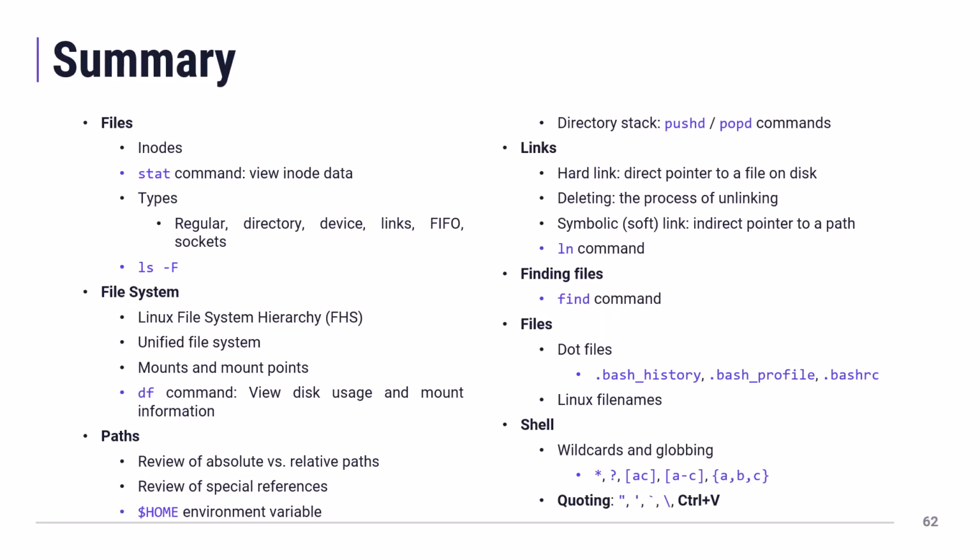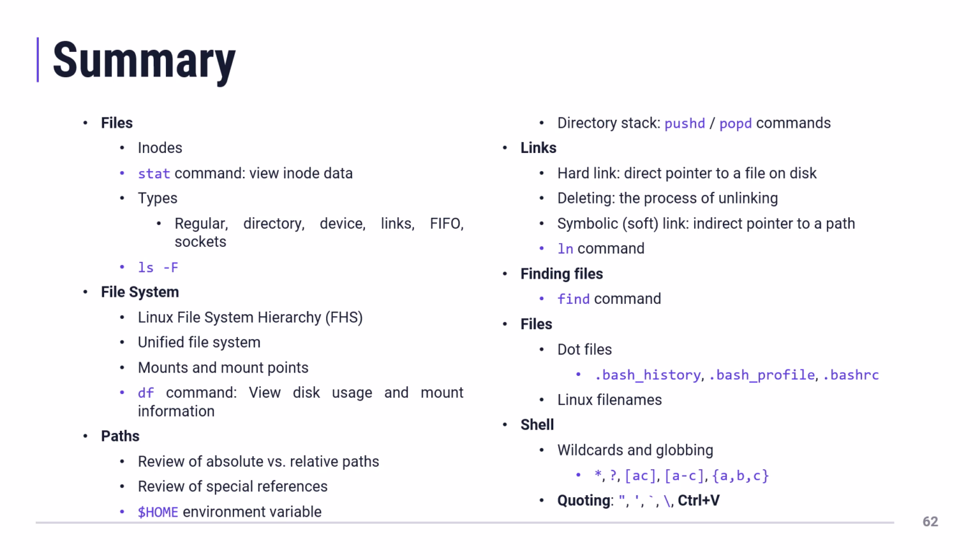Okay, so we saw inodes. We saw how every single entry in the file system has an inode, saw the different types of files, directories, links, and so on, FIFOs, sockets. We took a look at the file system hierarchy. So what are the standard directories, what they're for. So the unified file system, how things are mounted. The df command not only lets you see disk free, so how much space you have left, but also lets you see your mounts.